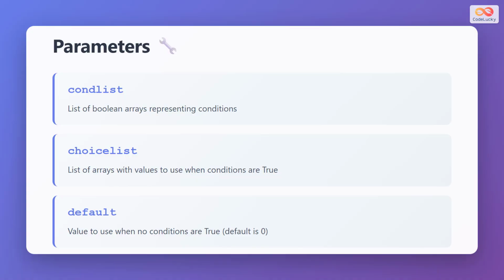Let's break down the 3 parameters. First, condlist is a list of Boolean arrays representing your conditions. Second, choicelist is a list of arrays containing the values to use when each corresponding condition is true. Finally, default is the value to use when none of the conditions are true. If you don't specify it, it defaults to 0.